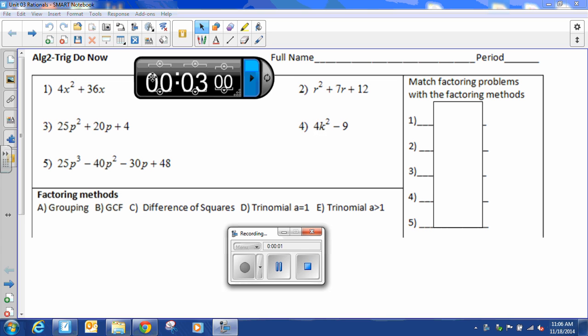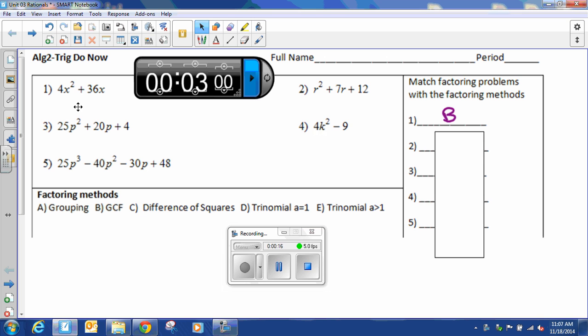Okay, for our do now today, we're basically matching factoring problems with the factoring methods down here. So number one, 4x squared plus 36x, this would be GCF extraction. So B is the answer there. The greatest common factor, by the way, is 4x.